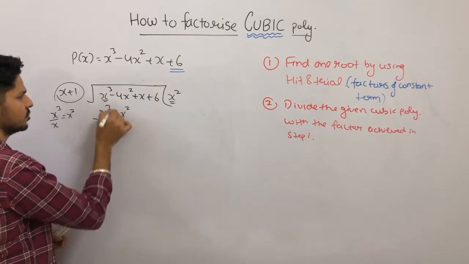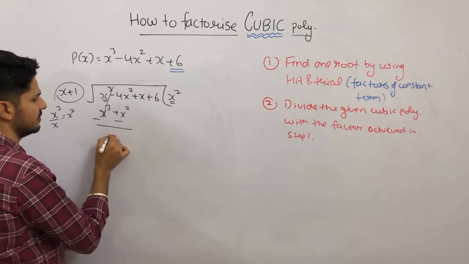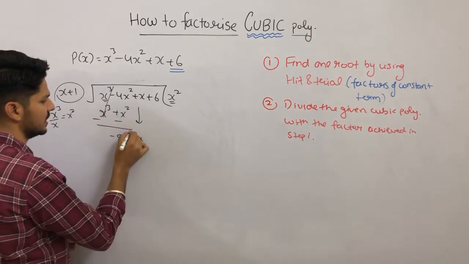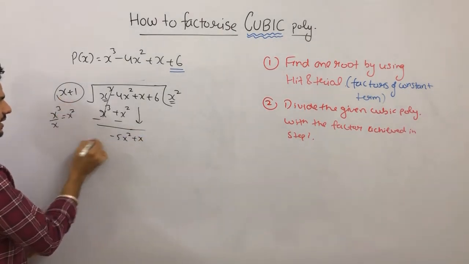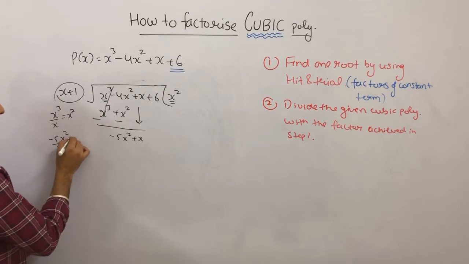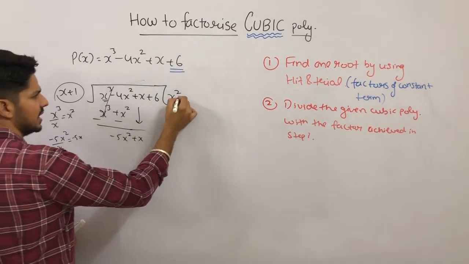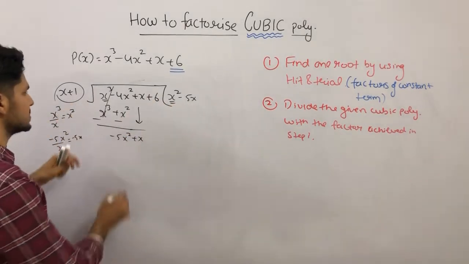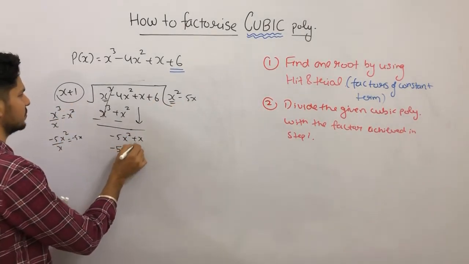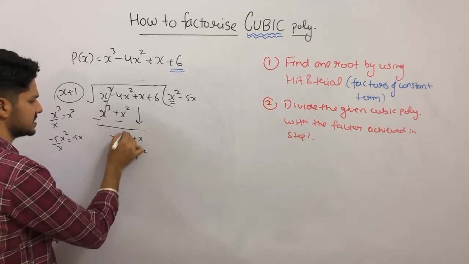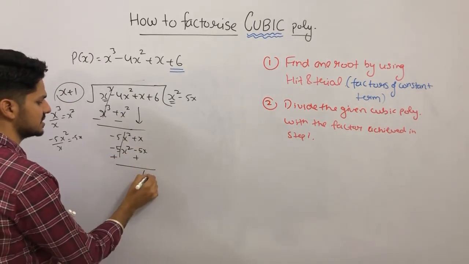Now subtracting both of these, it will cancel out. It will be minus 5x square. We will get plus x from the equation. Now again, here is minus 5x square. Here the highest power is x. So it will be minus 5x. I will write minus 5x here. I will multiply this with this. So it will be minus 5x square, and this is minus 5x. On subtracting, the signs get reversed. So this will cancel out. This will come out as 6x.